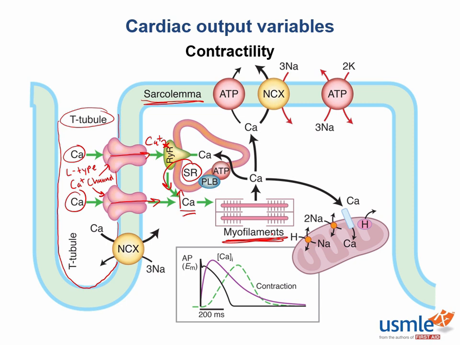Now this is a key point. The amount of calcium in a cell that binds to troponin C will lead to more actin-myosin interactions and is directly proportional to the contractile force. So to say that another way, more calcium means more actin-myosin interactions, which equals a greater or stronger contraction.